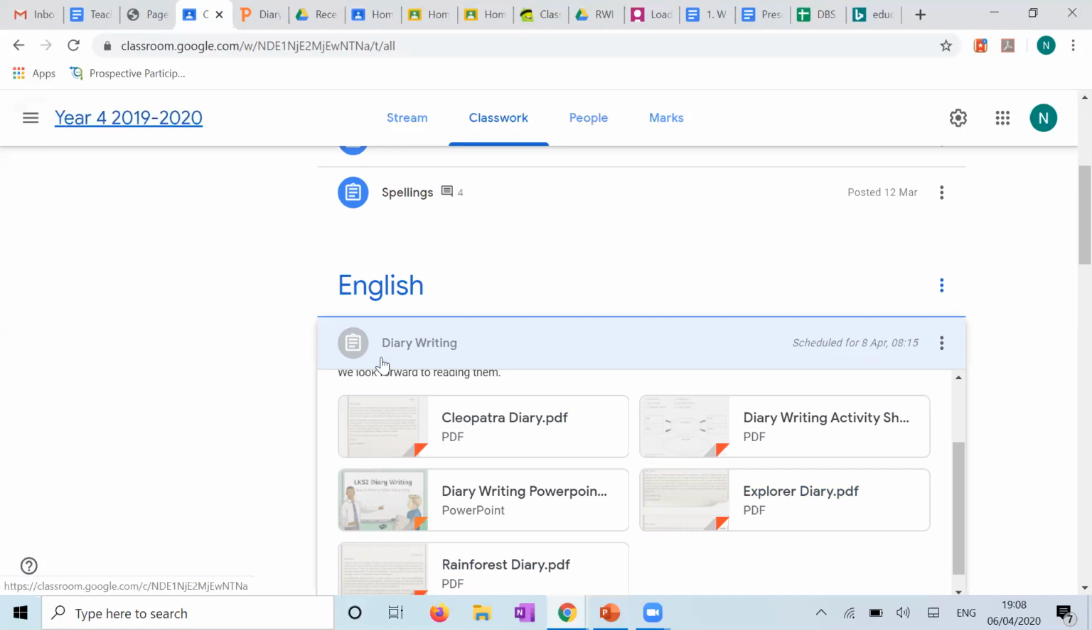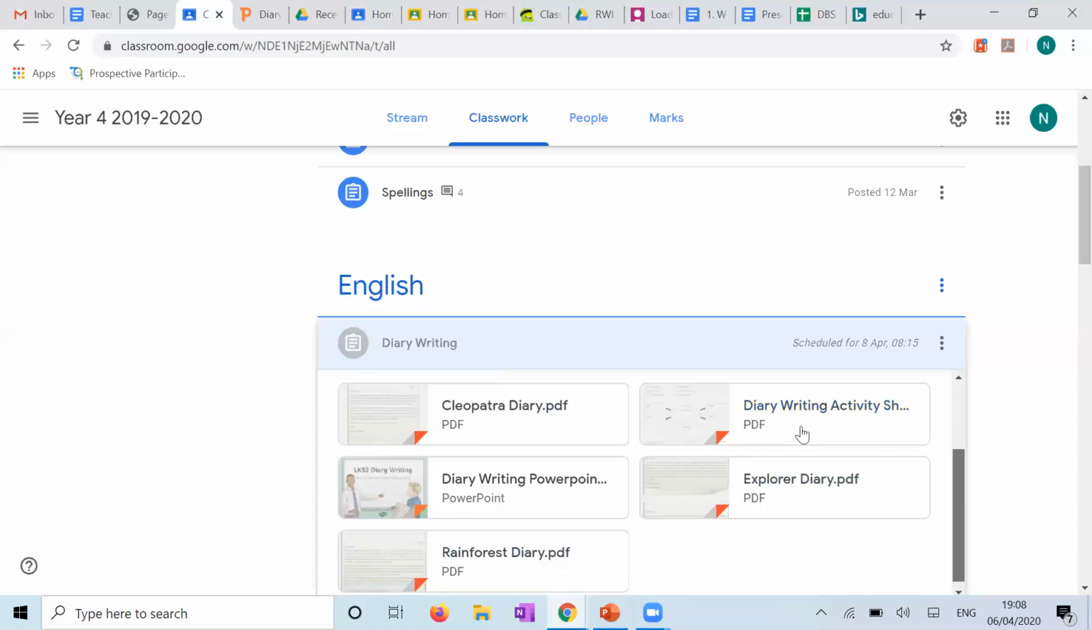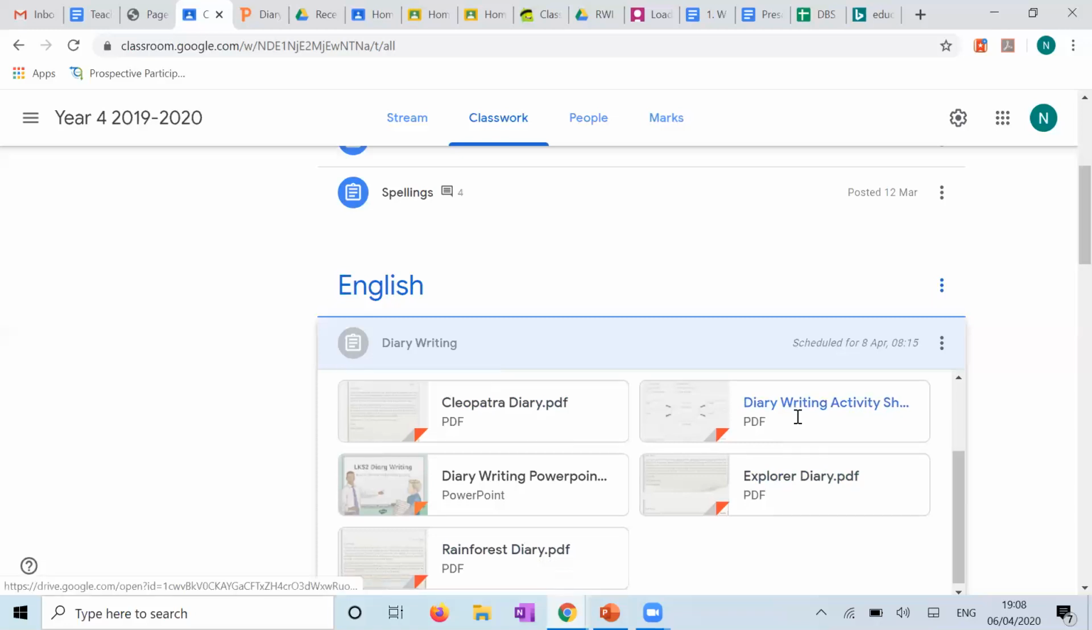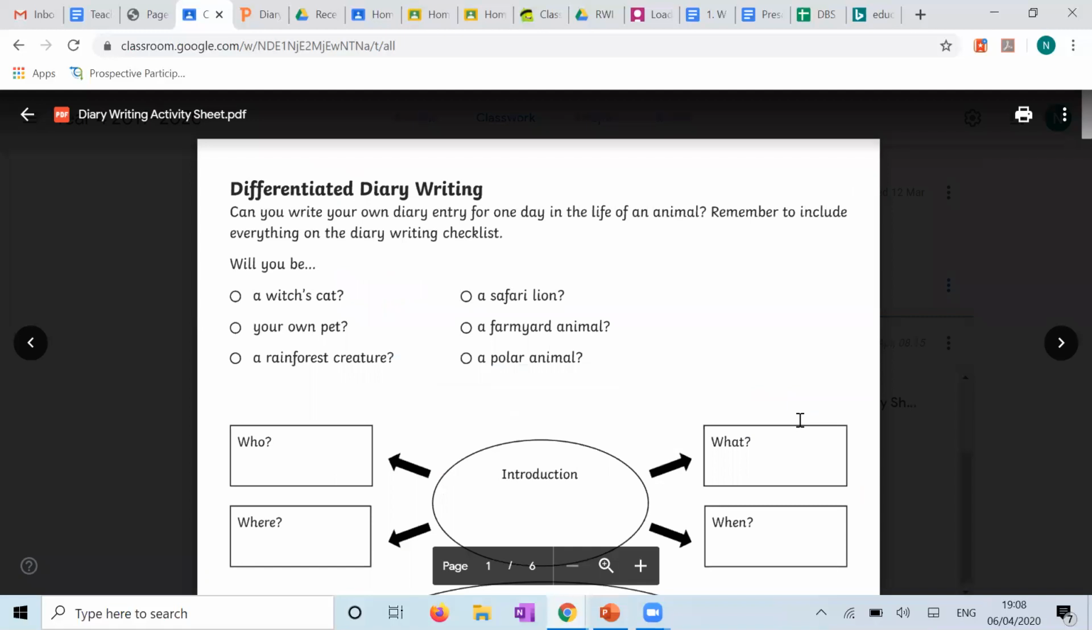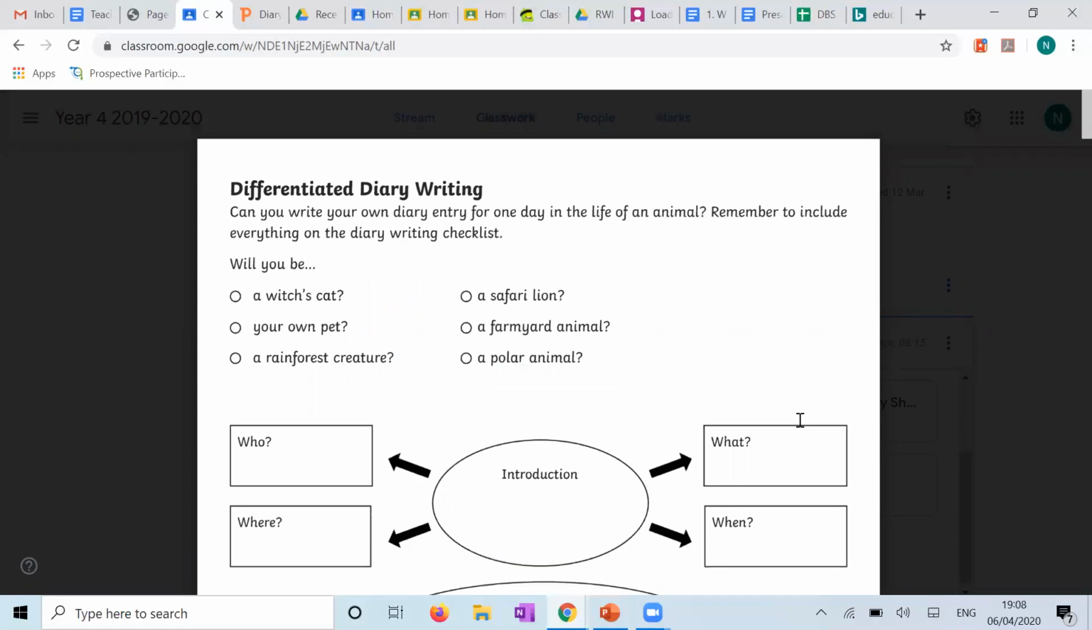Now, when you come to actually planning and writing this, you don't need to use this worksheet. This worksheet is just as a guideline. You can do this activity on your own piece of paper. You might want to type it onto a Word document onto your computer. That's absolutely fine as well.